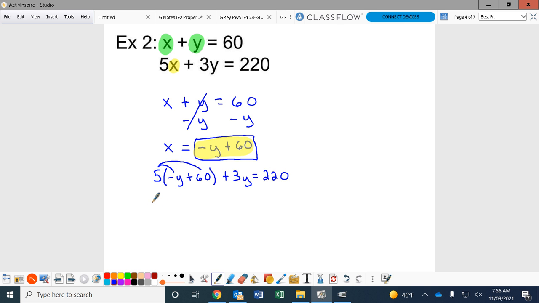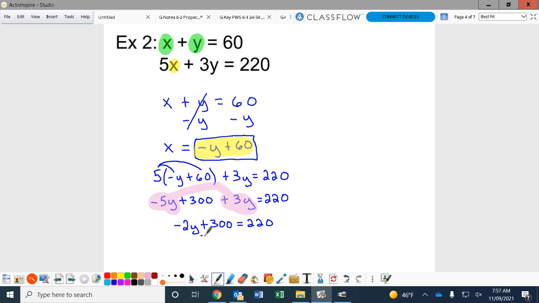That's going to make this negative 5y plus 5 times 60 is going to put you at 300 plus 3y equals 220. We need to combine like terms. When we combine like terms, we would be combining this negative 5y with this positive 3y. They're on the same side of the equal sign and they are like terms, so that's going to give us negative 2y plus 300 equals 220.